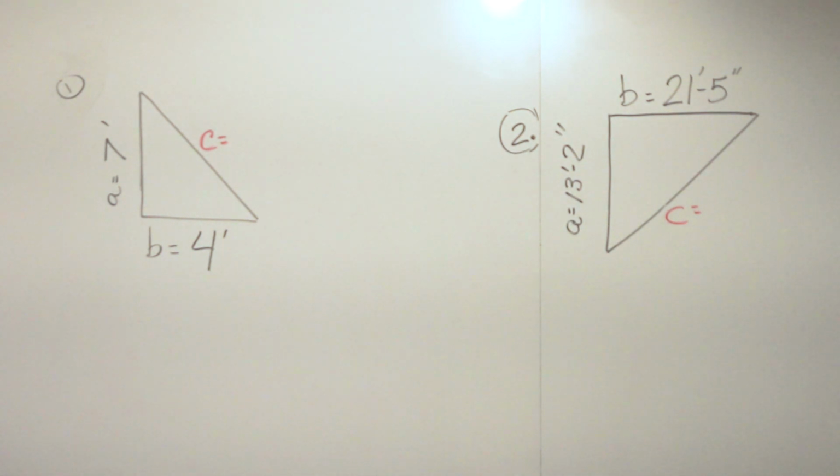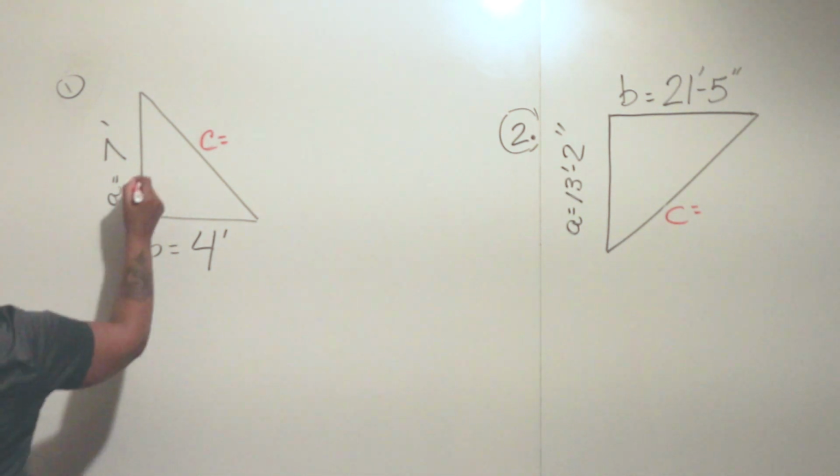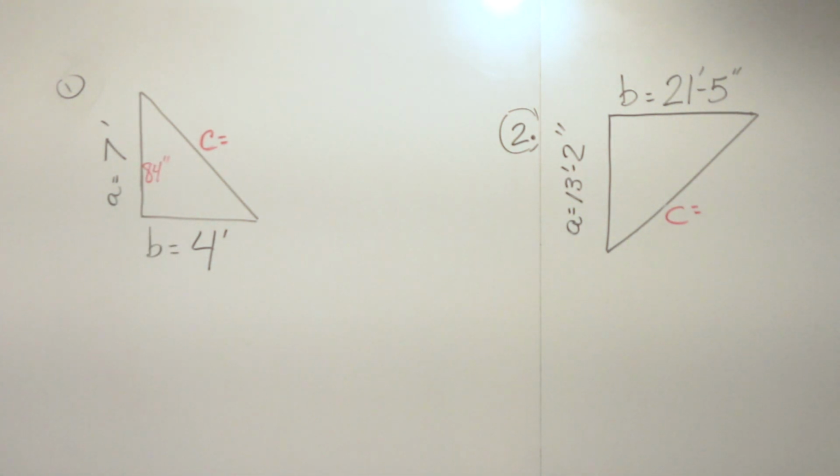So the first thing we want to do is convert feet to inches. We're looking for C. We will never be looking for A or B. I'm not going to worry about that because that is not on your finals. I want to focus on what's on your finals. So first thing we need to do is take side A and convert it to inches. How do we convert feet to inches? Multiply by 12. So 7 times 12 is? We got 84 inches there, right?